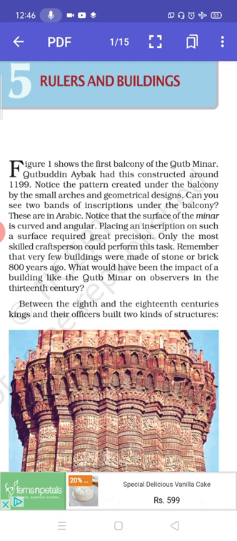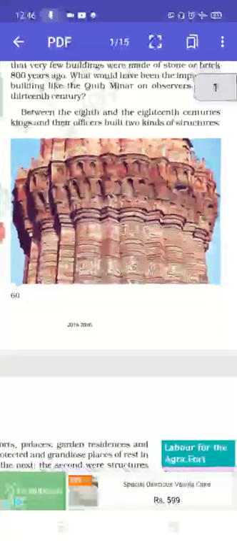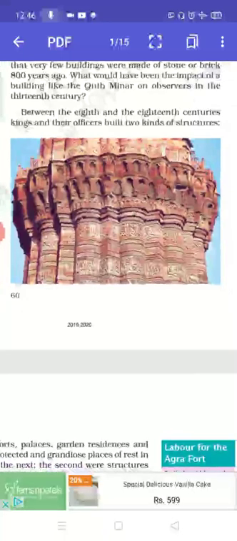Very few buildings were of stone or brick around 800 years ago. What would have been the impact of a building like Qutub Minar on observers? So if you have observed it, you must have felt how expert these people were who were involved in making this beautiful building.